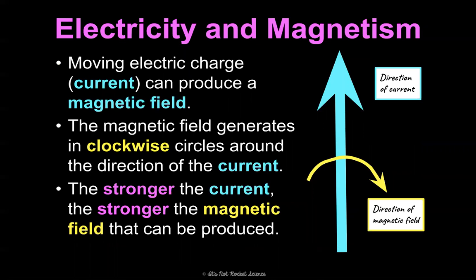Electricity and magnetism. Here we come to the way that they are connected. A moving electric charge or a current can produce a magnetic field. The magnetic field generates in a clockwise circle around the direction of the current. The stronger the current, the stronger the magnetic field.